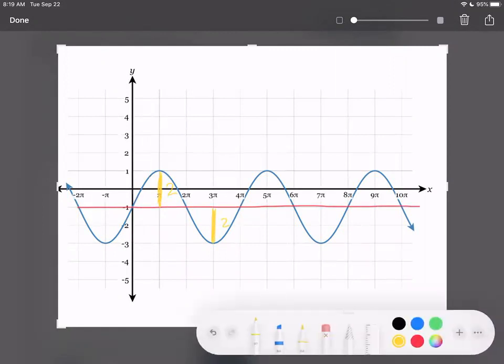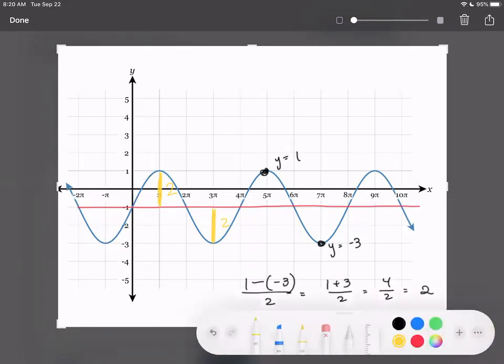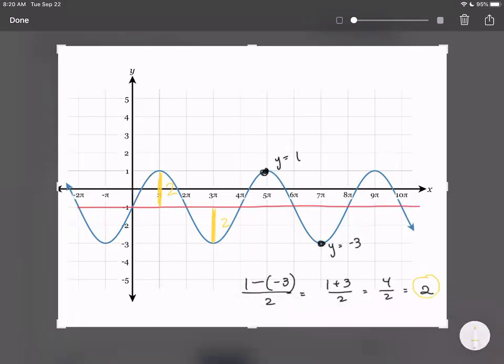However, if you don't like to do it that way, you can take the y value of the top and the bottom y value, and you do top minus bottom divided by 2. 1 minus -3 divided by 2. So that's 1 plus 3 divided by 2, which is 4 divided by 2, which is 2. And then you will see that the amplitude is 2. The distance from the midline to the bottom or the midline to the top is 2. Do you guys have any questions on this one?